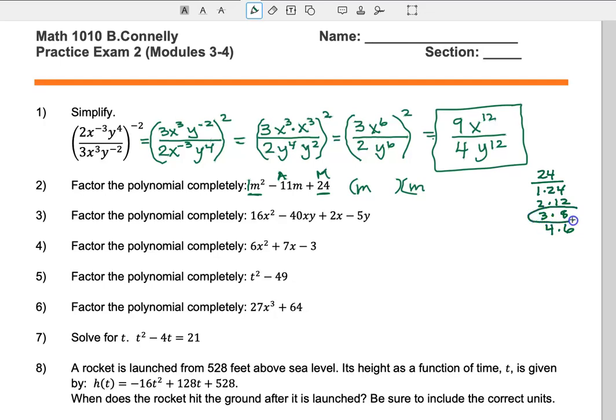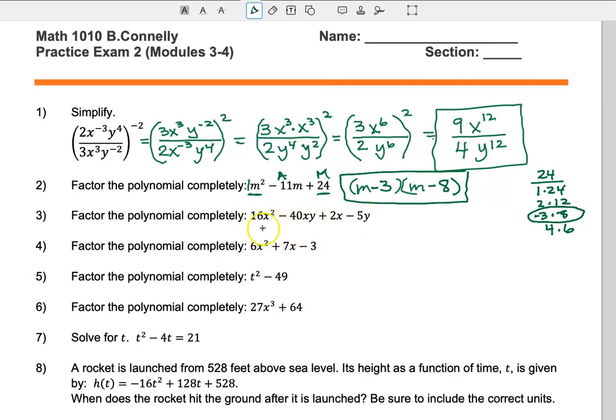And so 3 and 8, but both of them need to be negative in order to add to be negative 11. So I'm going to have m minus 3 in one parenthesis and m minus 8 in the other parenthesis. And then that is done. Okay, but again, it's fast because our leading coefficient was 1. Down here on number 4, we're not going to be able to do it quite that quick. But let's look at number 3.